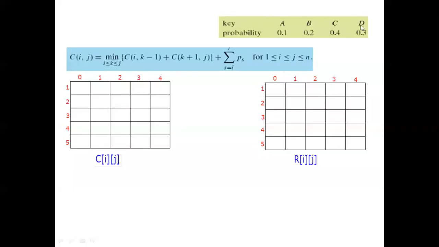This question is regarding the optimal binary search tree. The same question was asked in two previous year question papers. Here you can see they are given some keys as well as probabilities. The keys are given as A, B, C, D. Sometimes they are given as numbers also. Next is probability, which is nothing but the frequency probability.